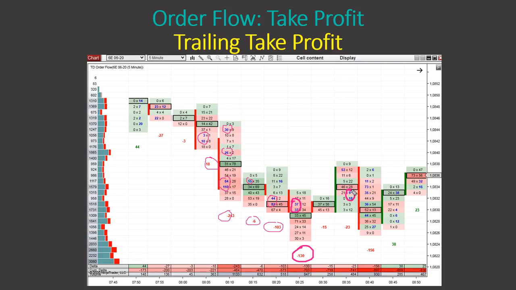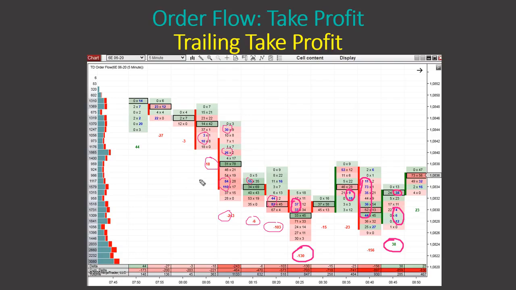Then some buying imbalances in here, but after that, a lot of selling imbalances. So all those are signs of the sellers dominating the market. In here, the delta changes for the first time. We have positive delta, buyers jumping in, buying imbalances.